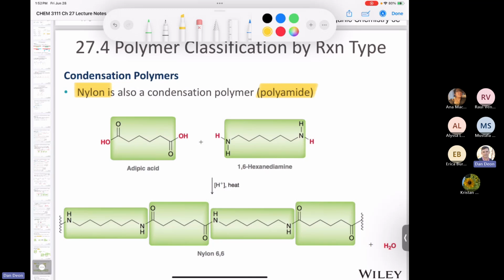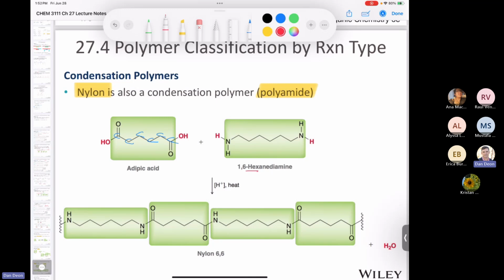Now, there are many different nylons out there, but here's an example of one. This is nylon 6,6, and you can see that it's related to the number of carbons in each monomer. So we have adipic acid. This has 1, 2, 3, 4, 5, 6 carbons. And then we have 1,6-hexanediamine, and so there's 6 carbons in each one of these molecules.